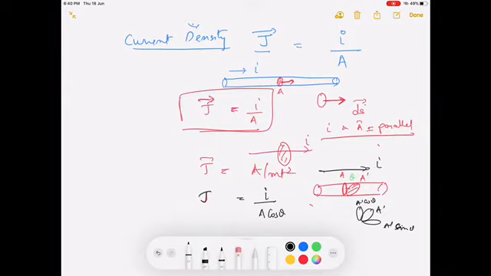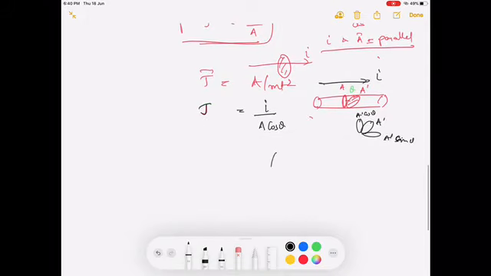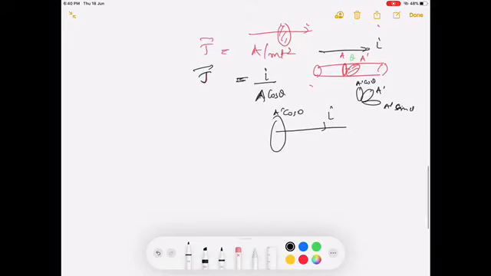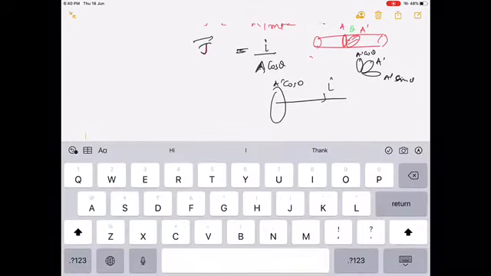This cos theta one is perpendicular to the current. Current is flowing in this direction, and A dash cos theta is perpendicular to the current. So therefore we have to take current density as J is equal to I upon A cos theta.